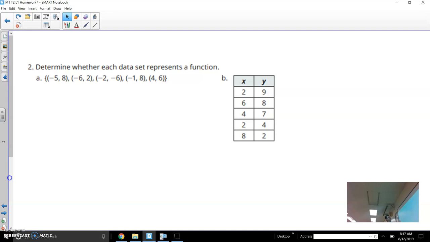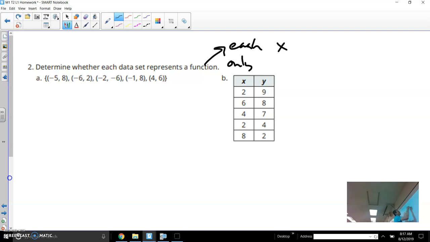Determine whether each data set represents a function. Remember, if it's a function, each x has only one y. That becomes a lot more useful in programming because you have a lot of machines that take input. You want each button on the machine to only have one command.